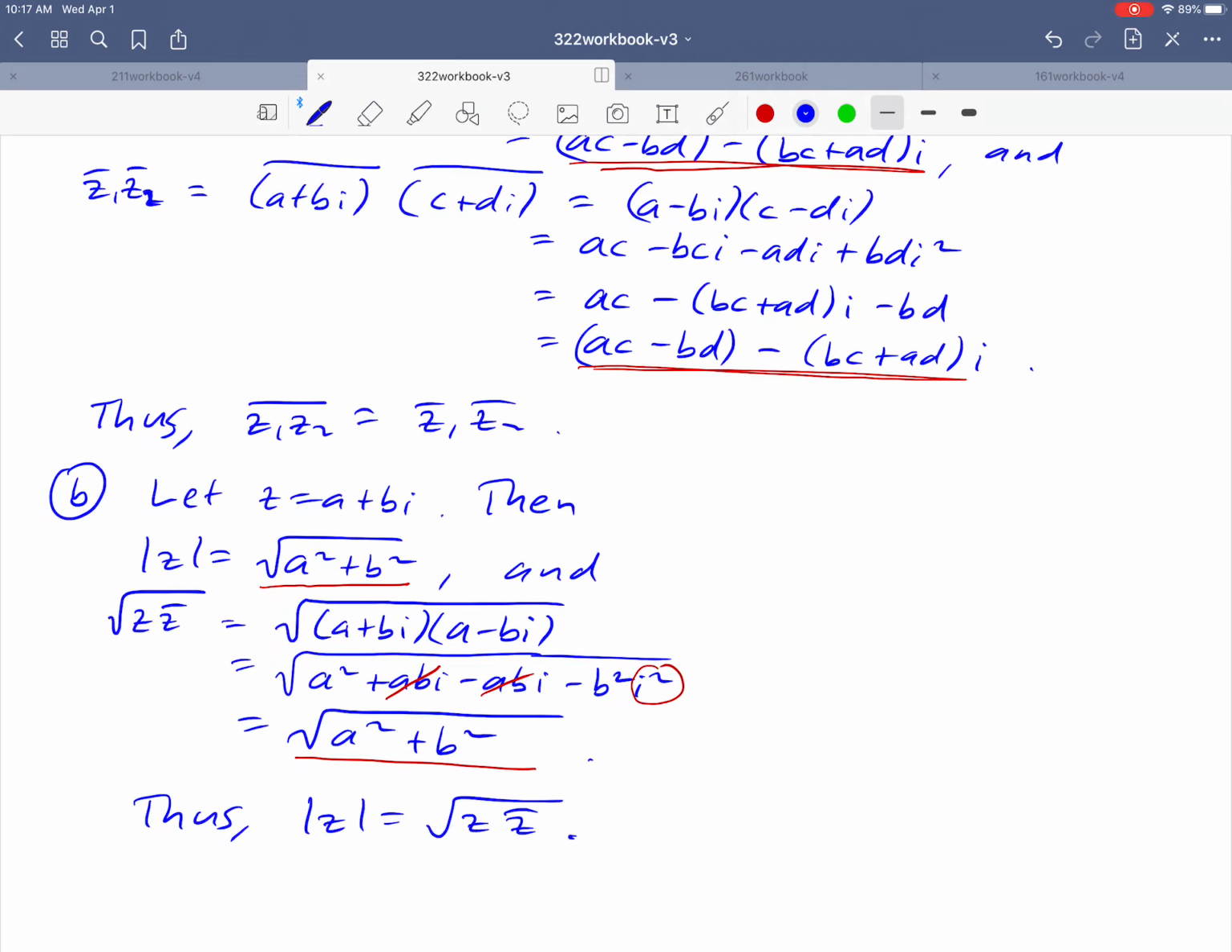And as we proceed with this chapter, we will see that we'll wind up using some of these basic properties of complex numbers in the work that we do.